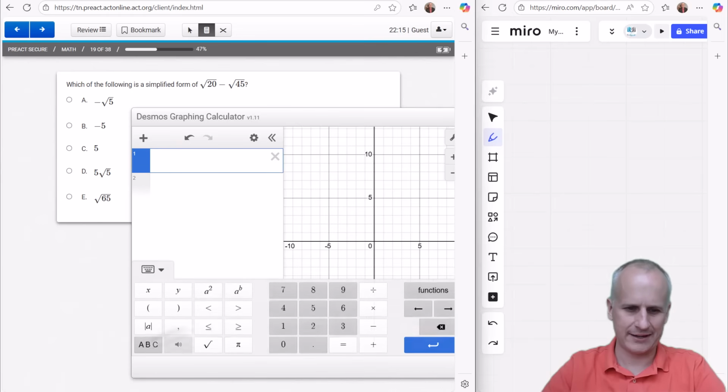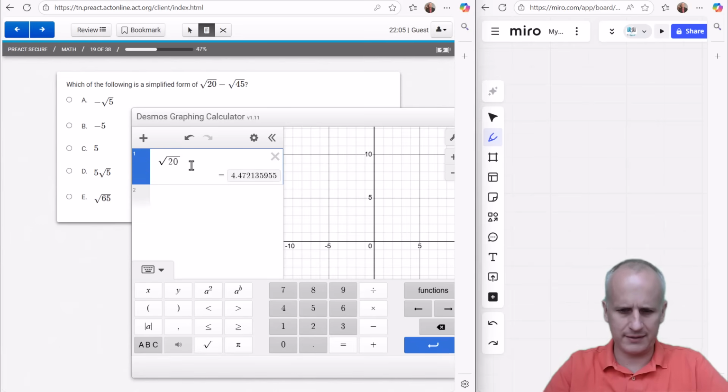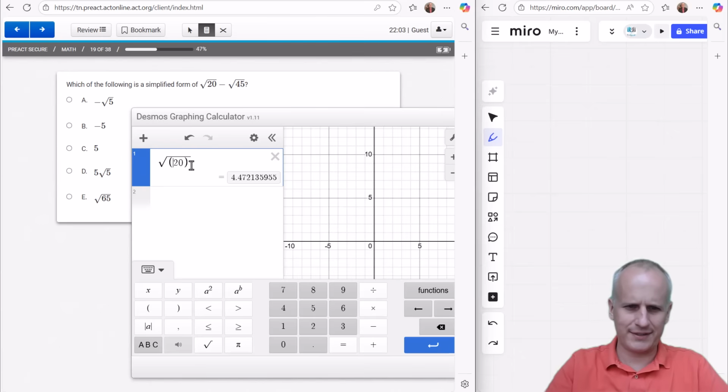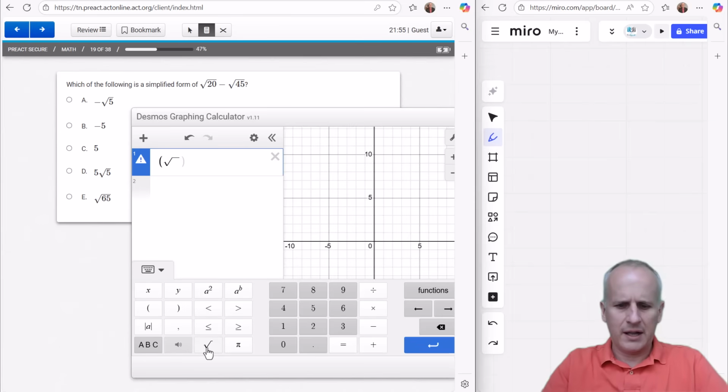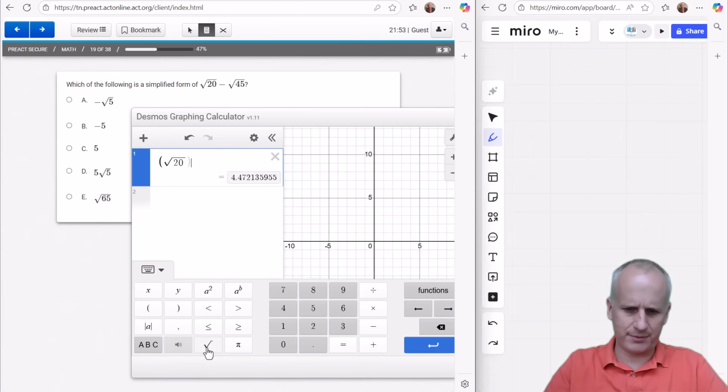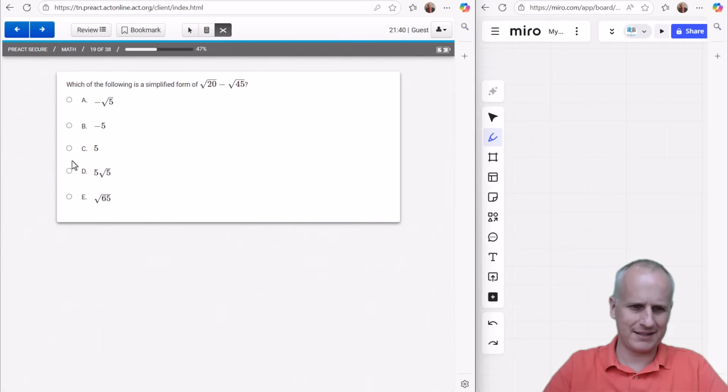But let's pretend I didn't know how to do that. There's no problem at all. I'm going to just put into the calculator the square root of 20, and I want to get this into a parenthesis structure so that I don't have it happening twice. So we'll have the square root of 20, minus the square root of 45. And I already see it's negative 2.23. Well, that means it's not going to be any of the positive answers.